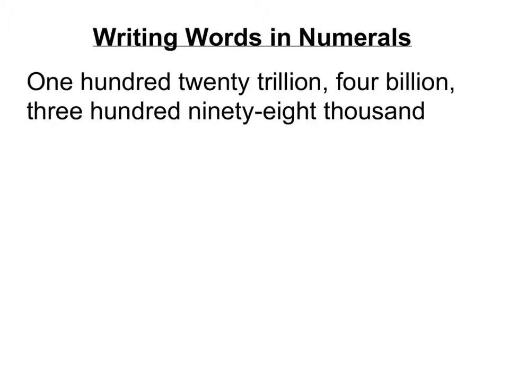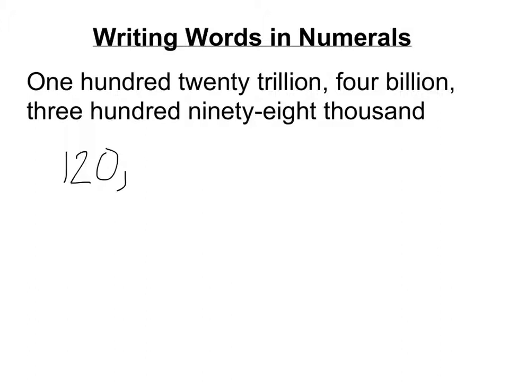When writing numbers in words back as numerals, it helps to have your groups memorized. So we're going to start with the largest group here, 120 trillion. Now remember, each group has 3 place values. Well, that's easy with 120. 3 digits for 3 place values. Comma separates out the next group.